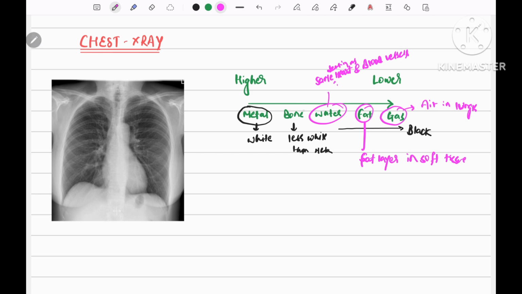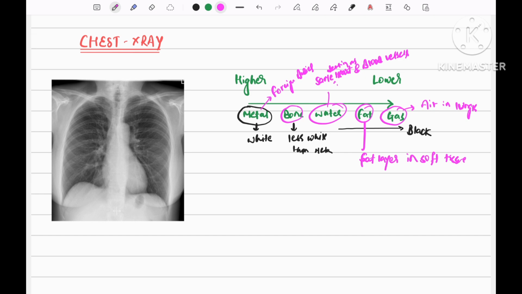Now bone means the most dense tissues, and finally metal will be foreign bodies. So these are the five substances which will appear different in the chest X-ray.